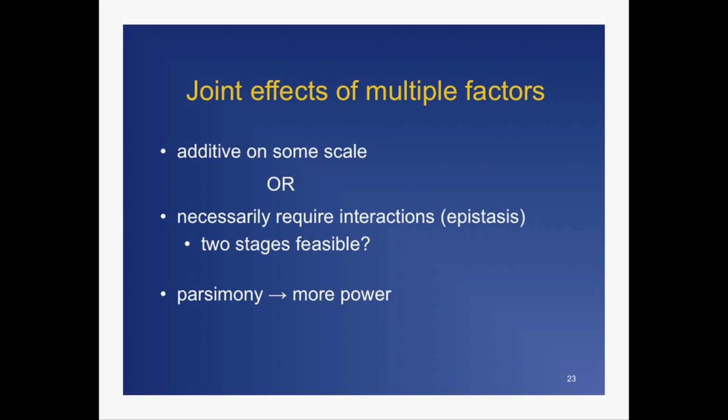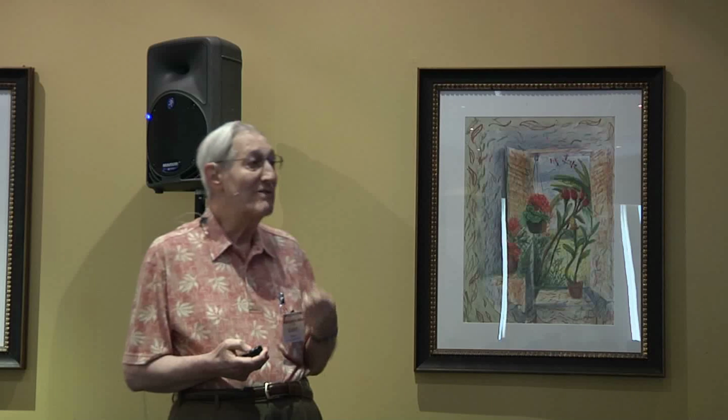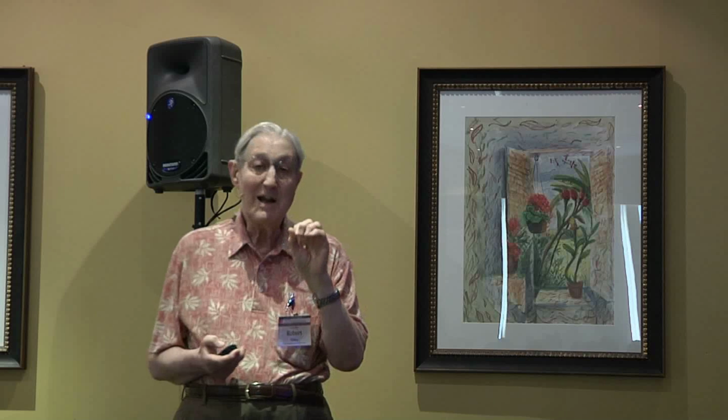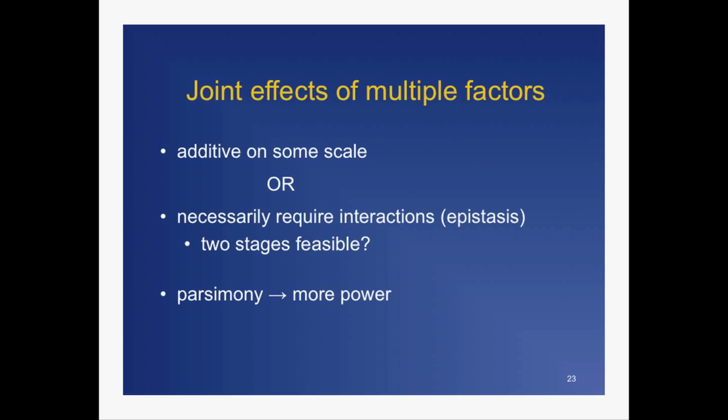So, joint effects of multiple factors. From the statistical point of view, they may be additive on some scale, in which case, find that scale, or they necessarily require interactions. Now, I'm not saying that we certainly want to look for biological interactions, but for genetic purposes, statistical analysis, we want to avoid interactions as much as possible to get more power.